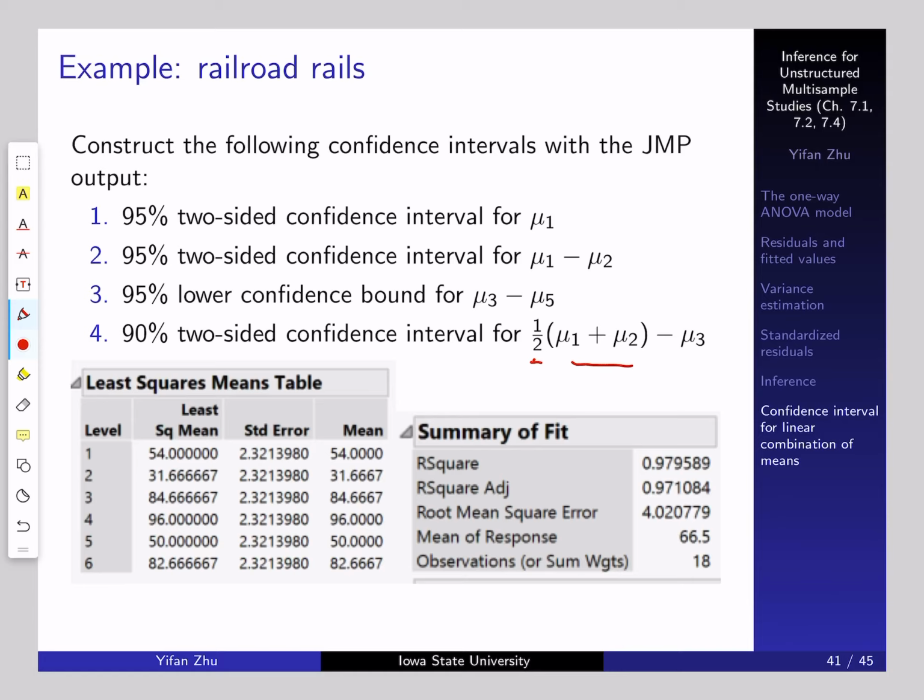Okay, and we will be using the JMP output. In the JMP output, you have these two tables. The least squares means table gives you the estimates of the mu's. So these 6 means are just the yi dot bar. And in the summary of fit table, you get the pooled sample standard deviation. This is SP.